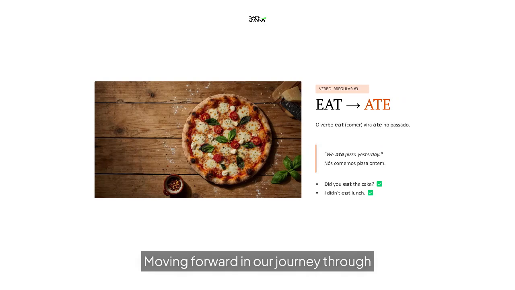Moving forward in our journey through irregular verbs, let's explore our third key verb, eat, which becomes ate in the past tense. Just like go transformed into went, and see into saw, eat follows its own unique path. Think about how often we use eat in our daily lives.